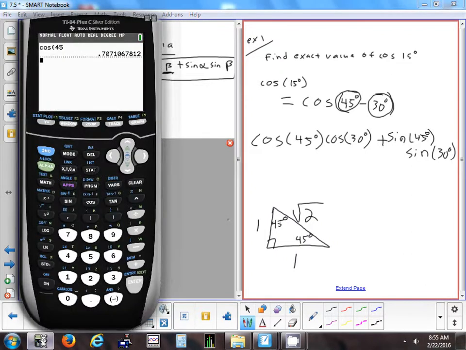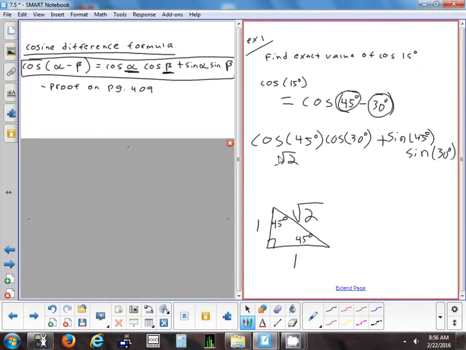But it's 0.707. The square root of 2 is 1.4. So what do you think this number is? It's the square root of 2 divided by 2. So that might be something you want to write down. When you see 0.7071, that's square root of 2 over 2. There aren't too many numbers that come up here, but 0.707 is one of them.